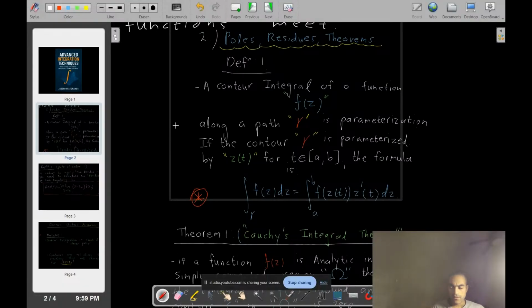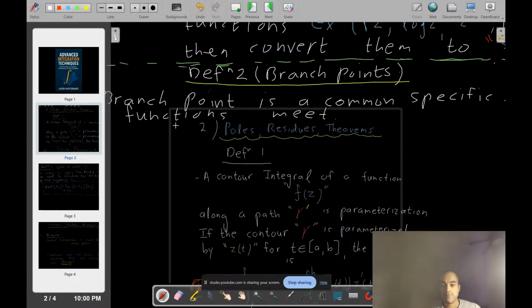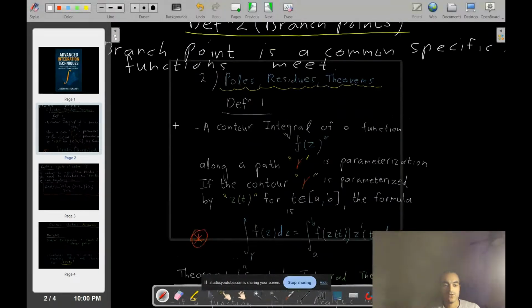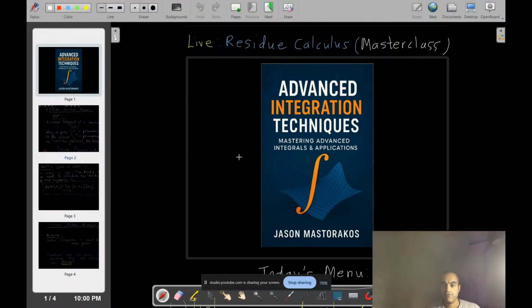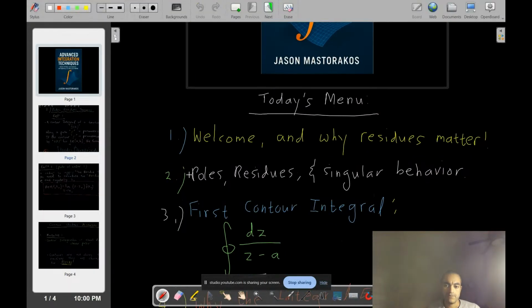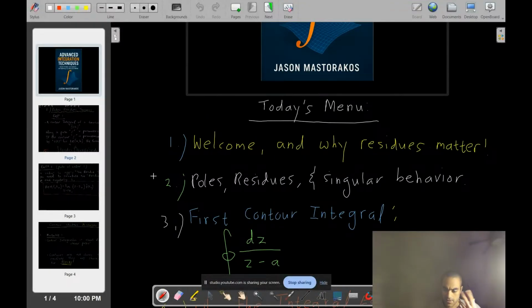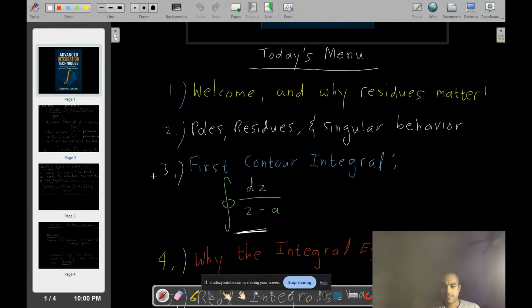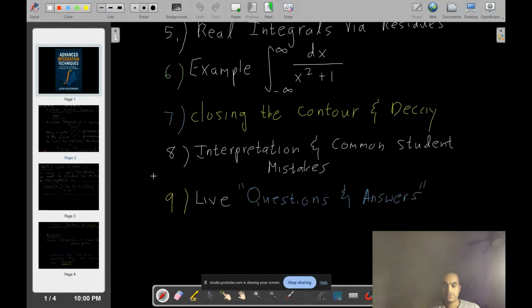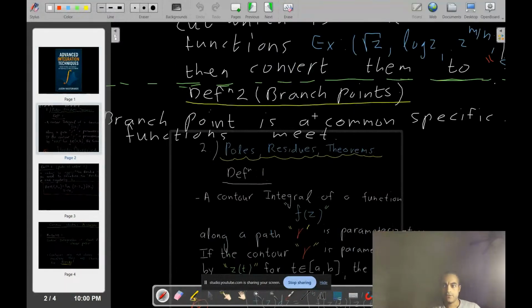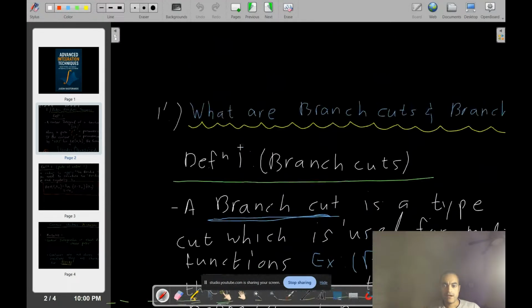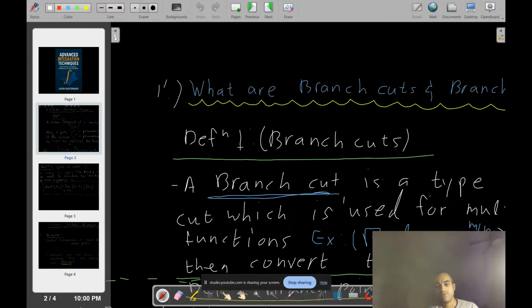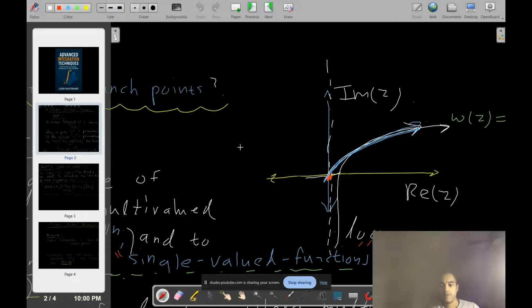All right. So we're going to talk about something that is highly related to multivariable calculus. As I mentioned, we're looking at poles, residues, and theorems. We're talking about contour integration. This is a live masterclass on residue calculus. Residue calculus is a way to calculate very advanced integrals that can't be solved by elementary methods. So we're looking today at contour integrals. But before we do that, we need to understand what branch cuts and branch points are.